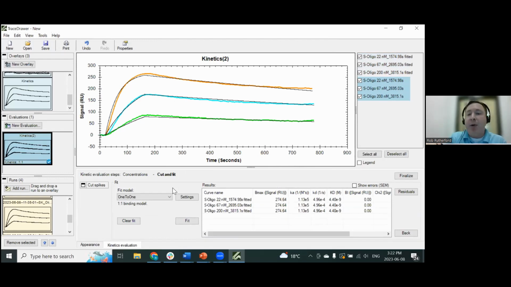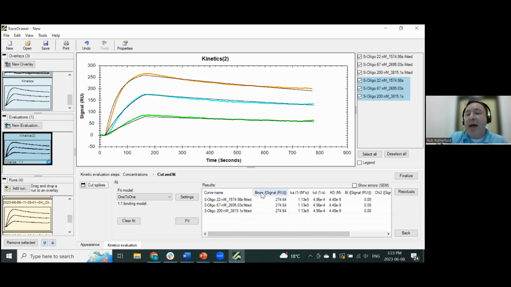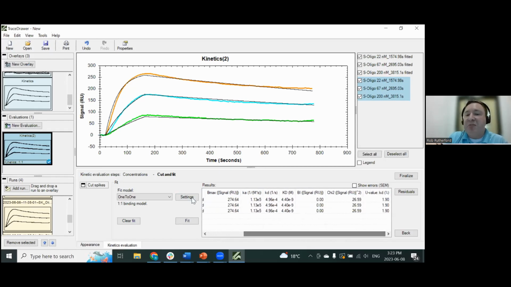But in our case, our kinetics have already been calculated. And what we can see here, so this new table is showing us our maximum signal, which is about 275 RUs. It's giving us our Ka, so K on, Kd, K off, and our affinity. And then further on, it's showing us our chi-squared signal. The chi-squared is just a goodness of fit measurement. We consider a nice chi-squared to be 10% or less of your Bmax. So if that's in line with what you're seeing, then your fit is fairly nice.